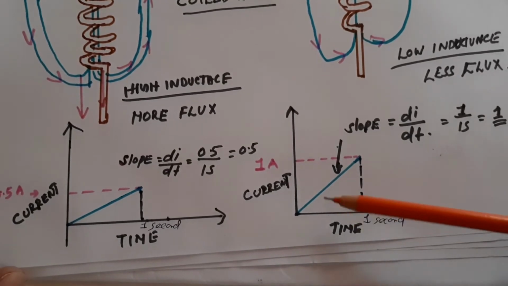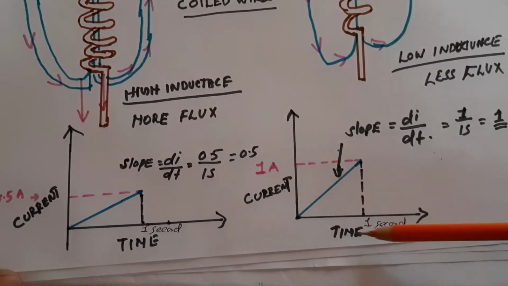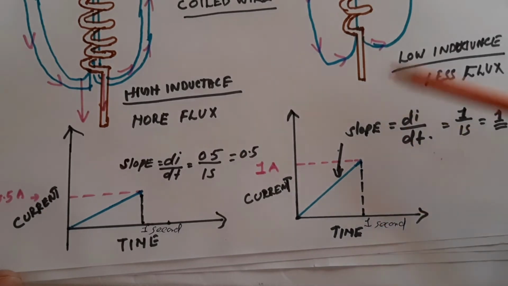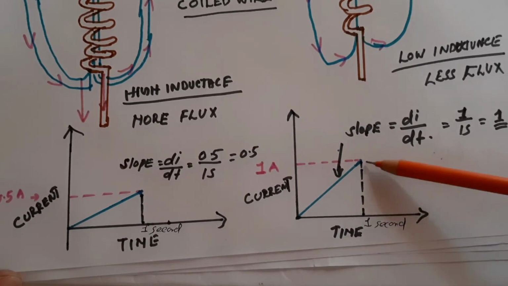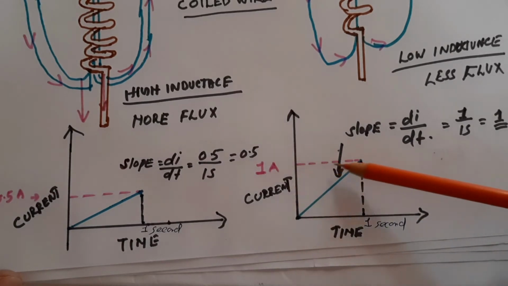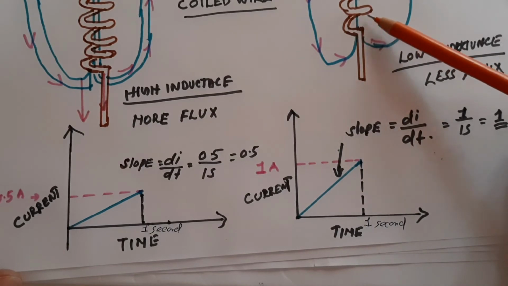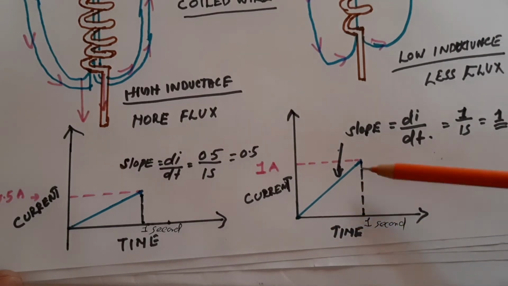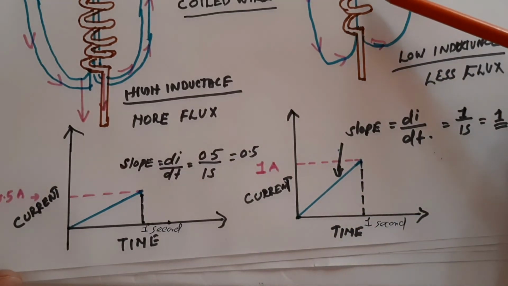What will happen if we put a voltage across these inductors? Say let's take a time of 1 second. Within 1 second, the current in the inductor is rising. In this example, in 1 second the current rises to 1 ampere because the opposition by this inductance, with this smaller number of turns, is less. So going from 0 to 1 ampere takes 1 second.